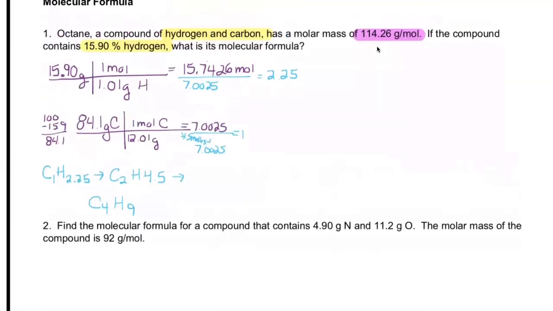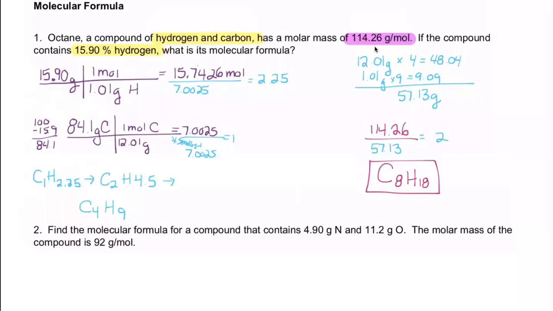Now, going from that point, try again to determine what the molecular formula is. Once we figured out our empirical formula is C4H9, we can find the molar mass. 57.13 should be that answer. And then we have our molar mass of the molecular compound, 114.26. When we divide, we get 2, meaning we want to multiply our subscripts on the empirical, 4 by 2 to get 8, and 9 by 2 to get 18, making our molecular formula here C8H18.